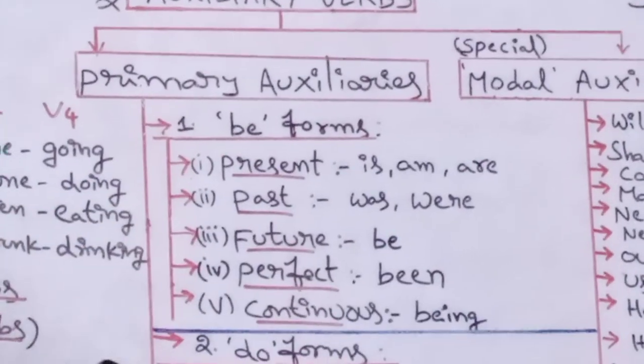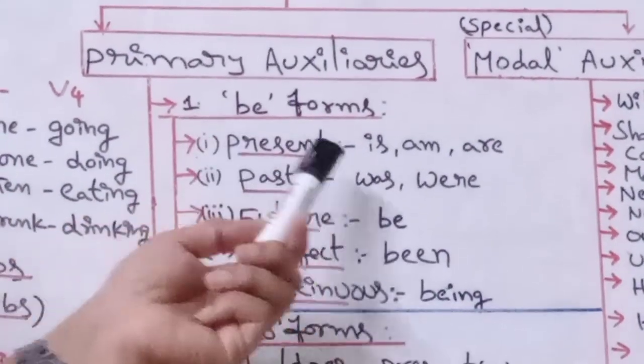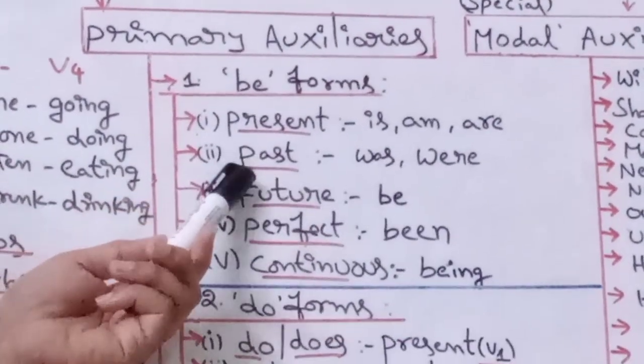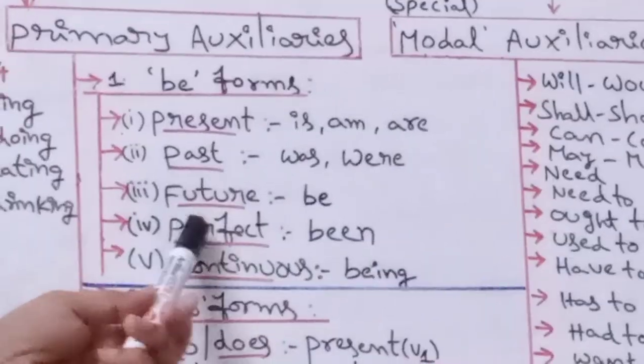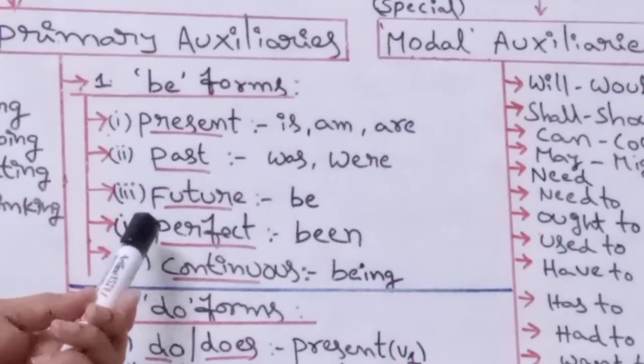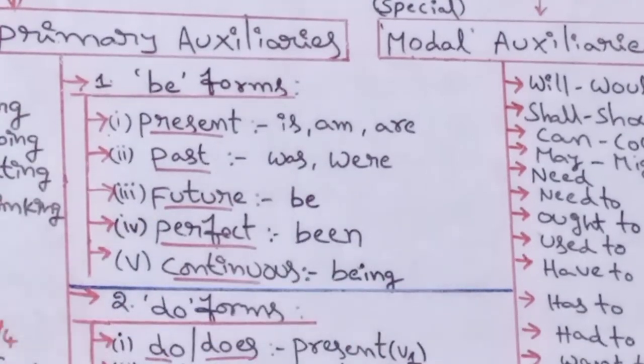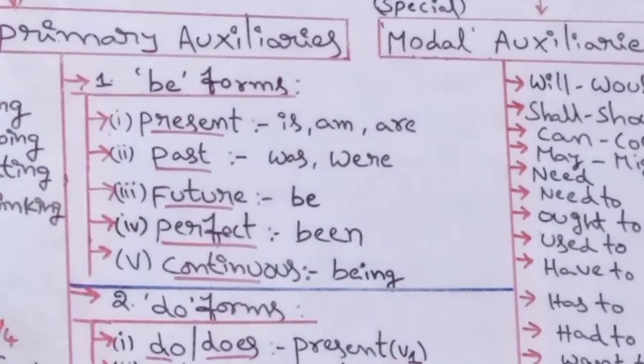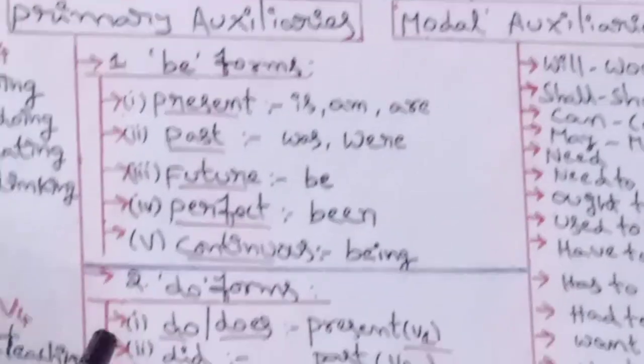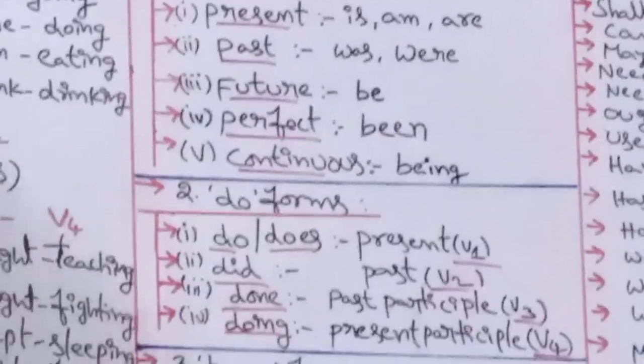Once again, be forms are 5 types. Present be forms, is, am, are. Past be forms, was, were. Future be form, be. Perfect be form, been. Continuous be form, being. This is about the first type of primary auxiliary verbs, the be forms. And the next one, do forms.